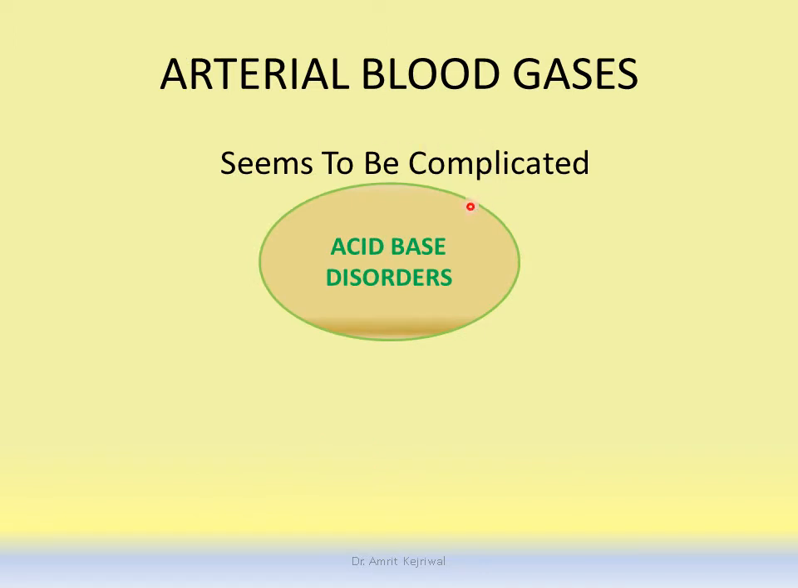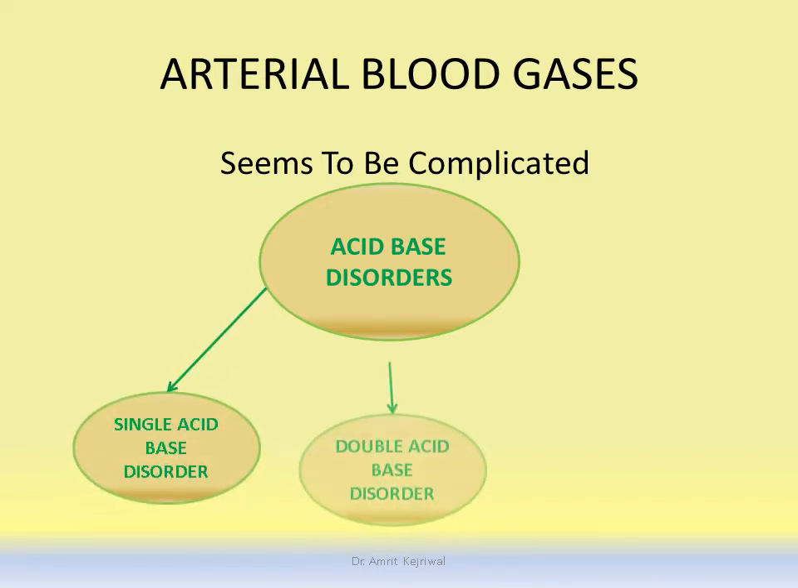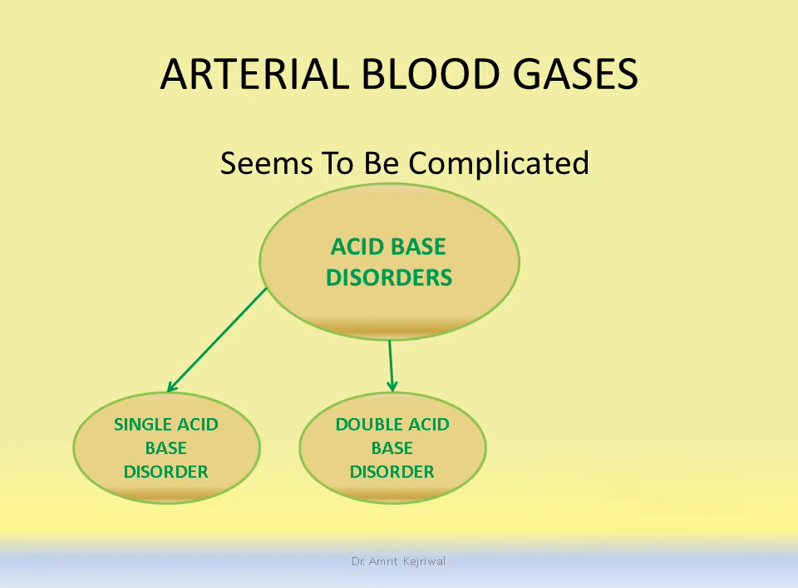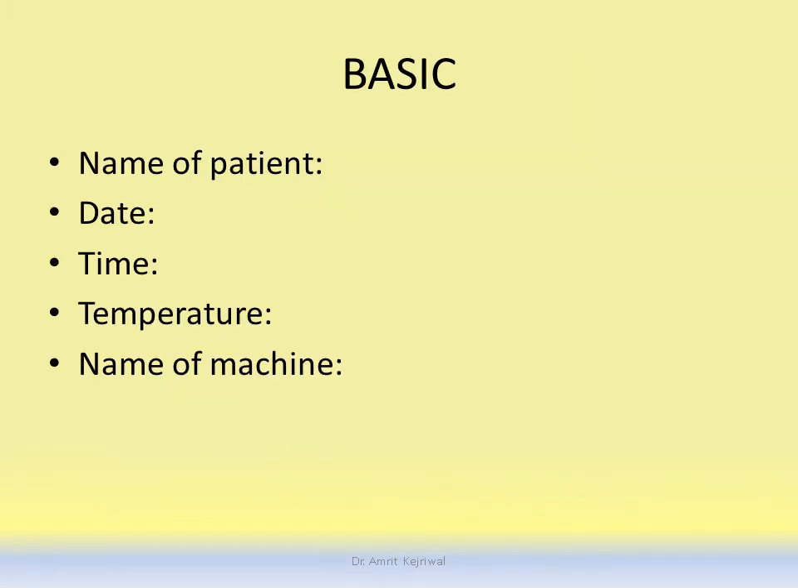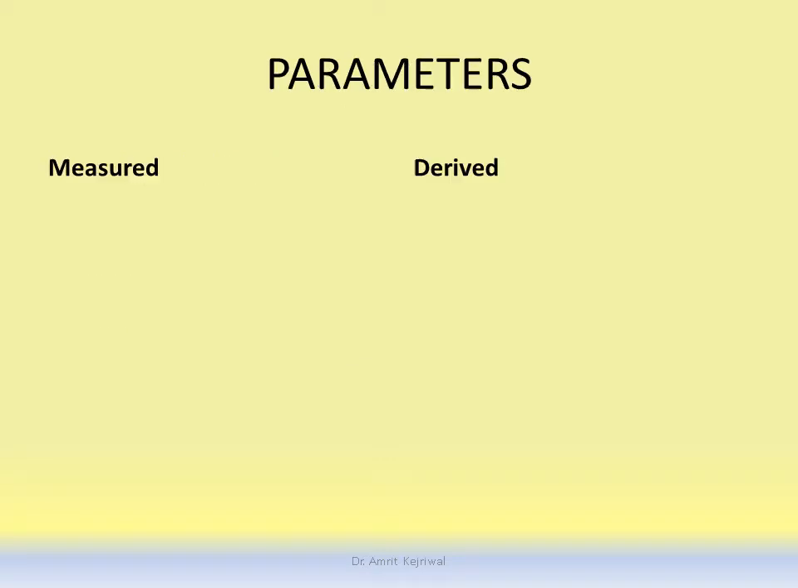Arterial blood gases seem to be very complicated when we see them. They can be single acid base disorder, they can be double acid base disorder, or they can be mixed acid base disorder. Whenever an ABG comes, please note down the name of the patient, date when it was done, time, temperature at which it was recorded, and usually they mention the machine also.